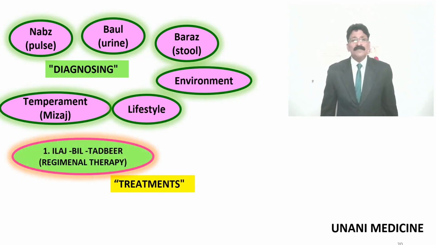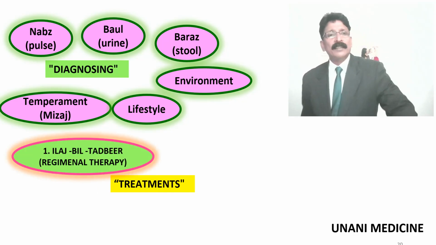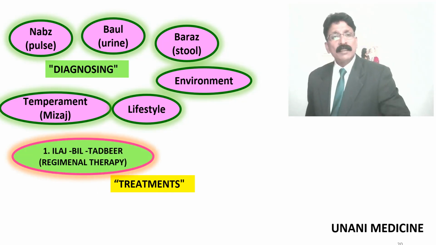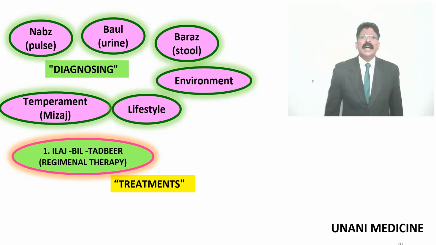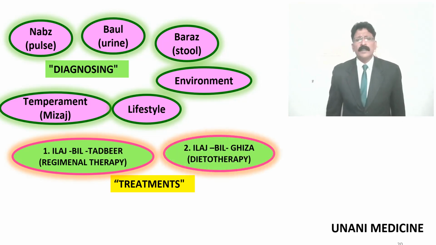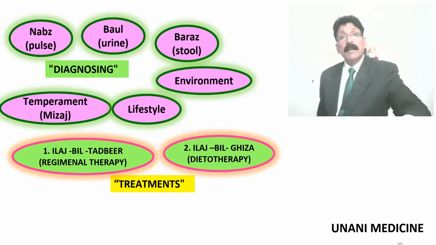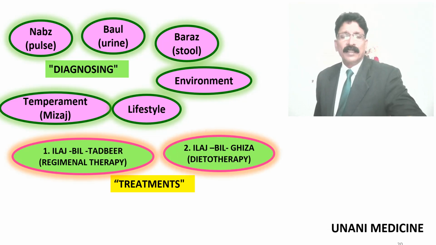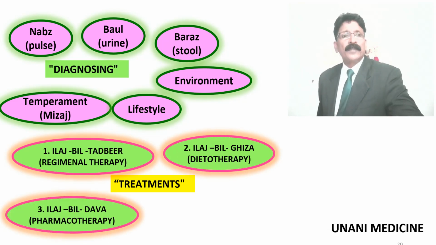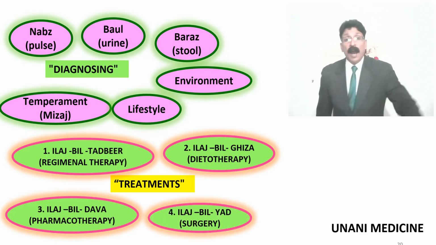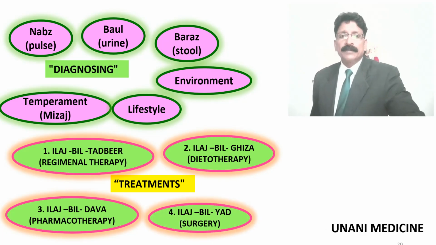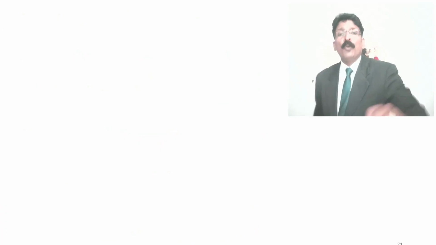Treatments. Number one, Ilaj bil Tadbeer, regimental therapy. Ilaj bil Ghiza, dietotherapy. Ilaj bil Dawa, pharmacotherapy. Ilaj bil Yad, surgery. These are the treatments which they follow in Unani.